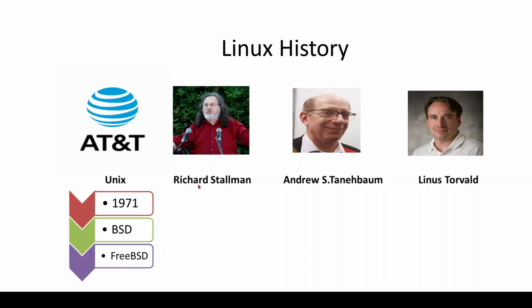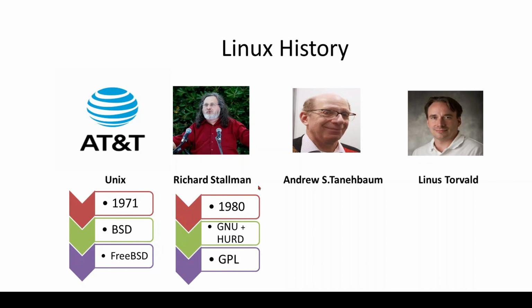Coming to Richard Stallman, he's an American free software movement activist and programmer. He campaigns for software to be distributed in such a manner that its users have the freedom to use, study, distribute, and modify that software. Software which ensures these freedoms is termed free software. He started the free software movement and he wrote the GNU operating system and released it in 1980.